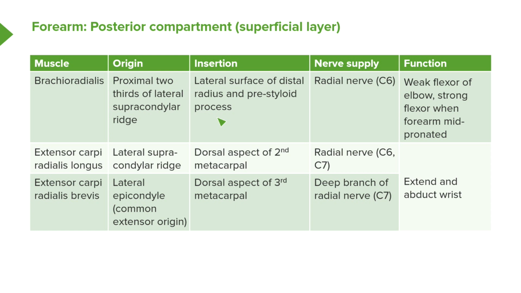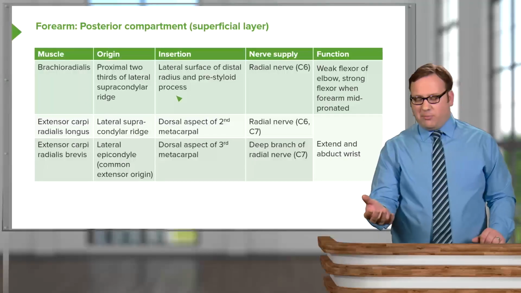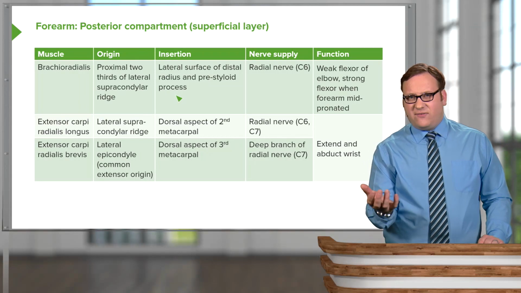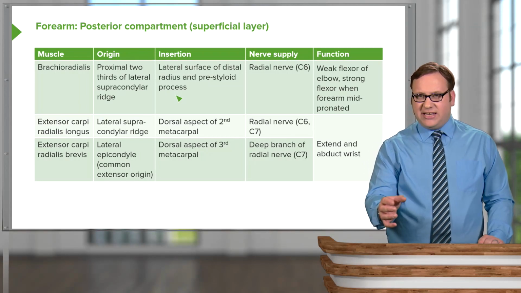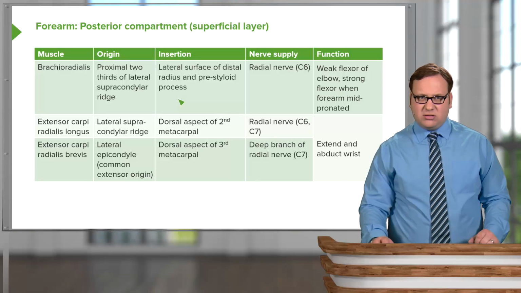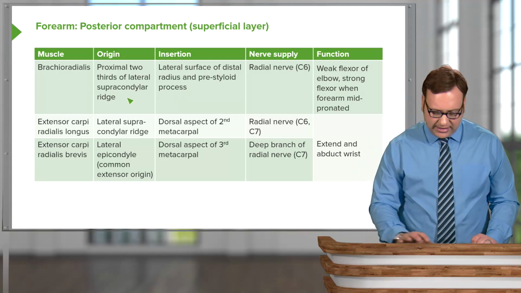It's innervated via the radial nerve, and it's a weak flexor of the elbow. It's a strong flexor, however, when the forearm is mid-pronated. So if the forearm is fully supinated like this, it's a very weak flexor. But in this mid-pronated position, it is a very strong flexor of the elbow joint. So a really important muscle, brachioradialis.